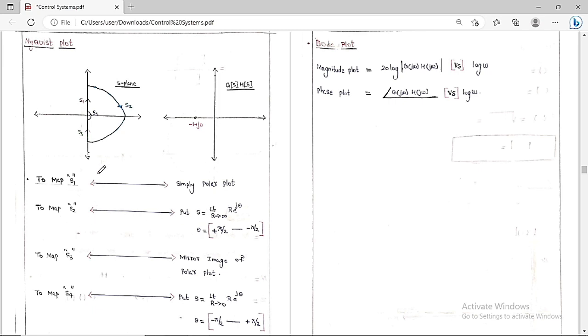So if you want to map the S2, we have to put S is equal to limit R tends to infinity, R into e to the power of j theta, and theta is varying from plus pi by 2 to minus pi by 2. So if you want to map the S3, it is a mirror image of the S1. So it is a mirror image of the polar plot.